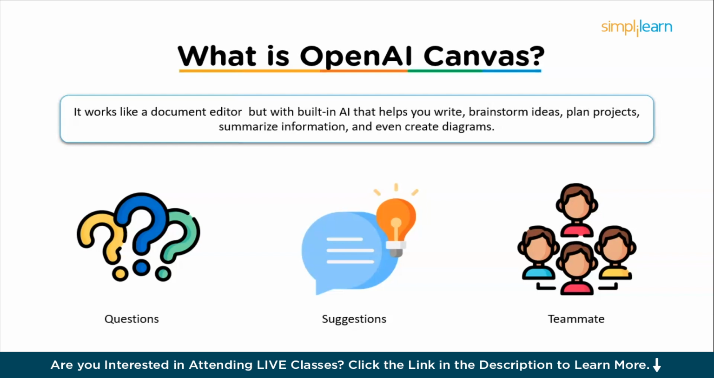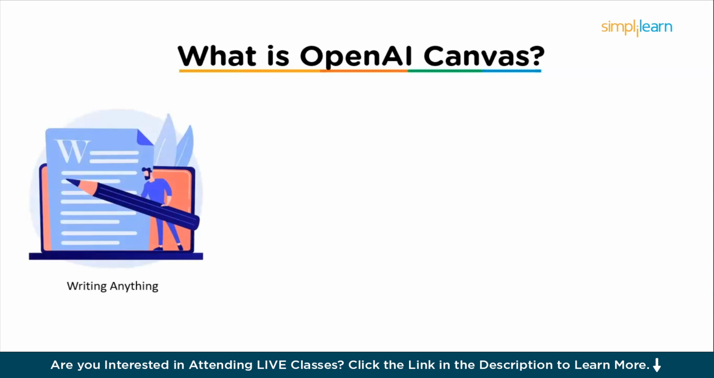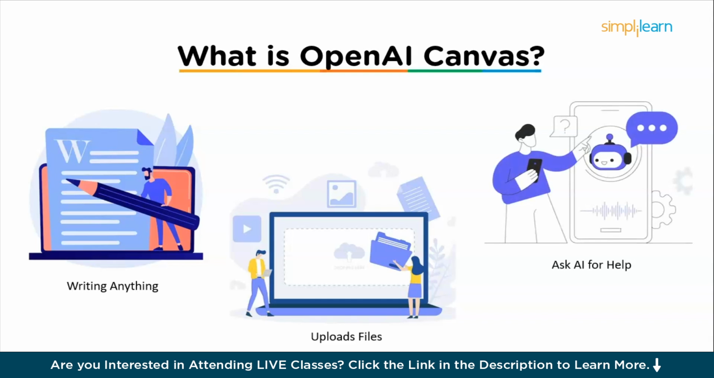So let us get into what all it can do. First is writing anything, like plans, content, code, and anything else. Then it can upload files, for example, PDFs, meeting notes, and even raw data, and ask AI to help right inside your document. Let's say you are writing a project plan. You can ask, can you summarize this? Turn this into action items, fix the tone, and add a deadline. And boom, the AI rewrites or enhances your work on the spot. No back and forth chat, no copying and pasting. It remembers your entire document and keeps helping as you go.